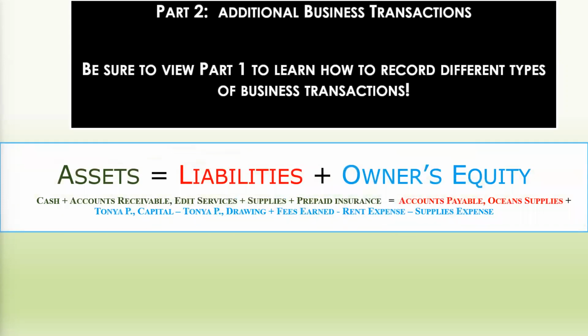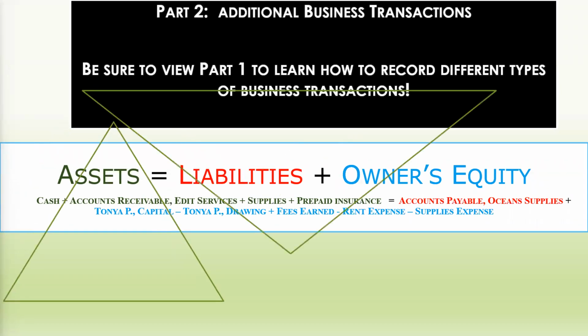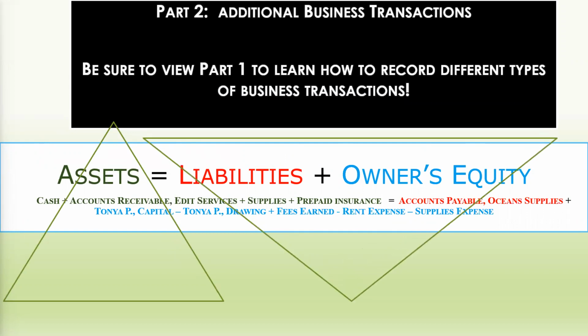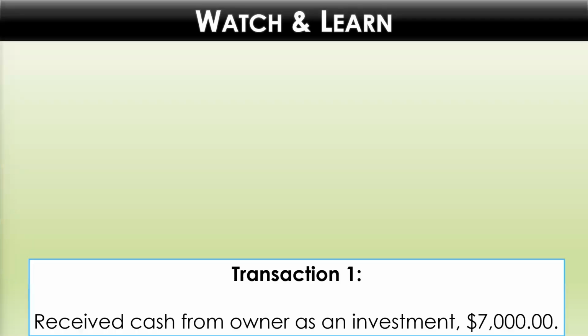As a review from part 1, we learned about the expanded form of the accounting equation, which you can see here on your screen. Even in the expanded format, assets is still equal to liabilities plus owner's equity. Keep in mind, after you record each business transaction, your accounting equation must still remain in balance. Let's watch and learn how this works. We'll start with transaction 1.